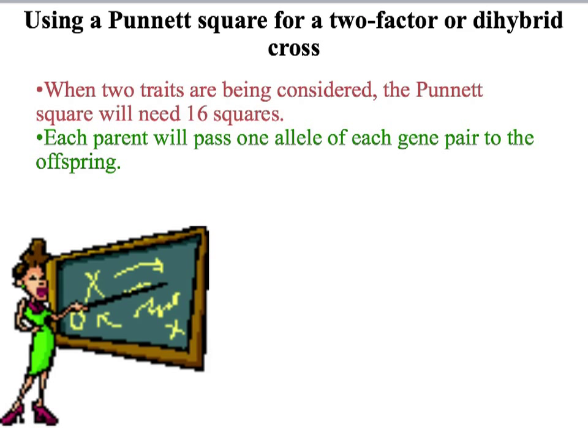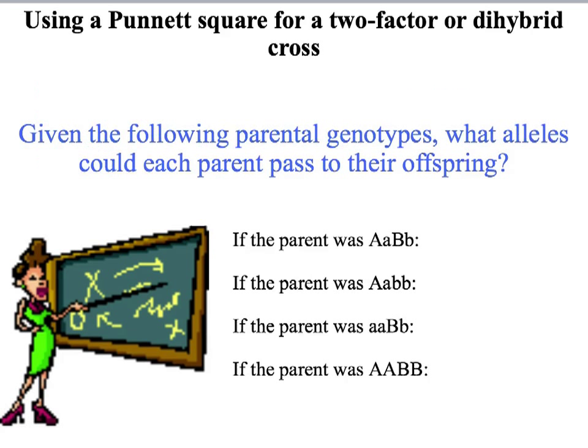Okay, so we're going to use a Punnett square for a two-factor or a dihybrid cross, and you are reading this correctly. We will need 16 squares. Each parent will pass one allele of each gene pair to the other. And so what we need to figure out, remember when we did the single Punnett squares, if we had a parent with the traits capital A, lowercase a, and we set up a Punnett square, we would put capital A here and lowercase a here. We separated them. But now we're adding in these other factors, and we're going to actually have them kind of connected.